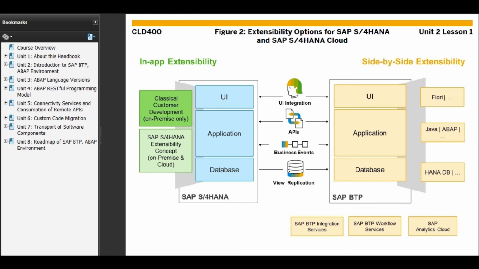On the right side, for side-by-side extensibility, we have the Fiori application and Java. You can do the development in either Java or ABAP, and then we have the database. Not just Java and ABAP, we have a lot of other coding techniques which we can make use of in the BTP. Whatever we do in the BTP is considered side-by-side extensibility. Then we have the Business Technology Platform integration services, BTP workflow services, and SAP Analytics Cloud as well.